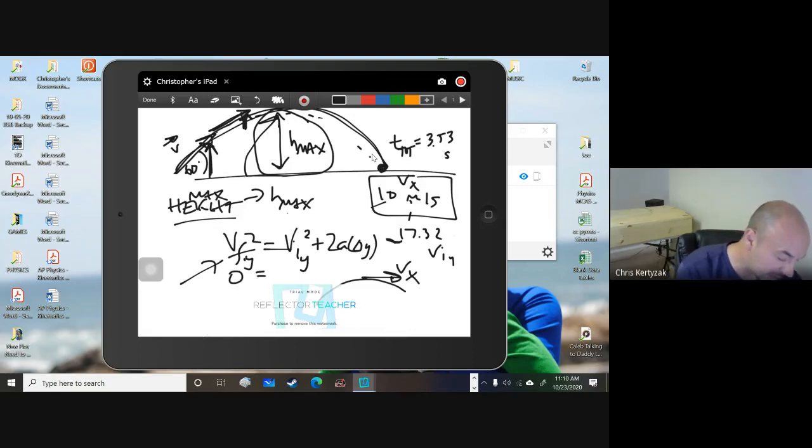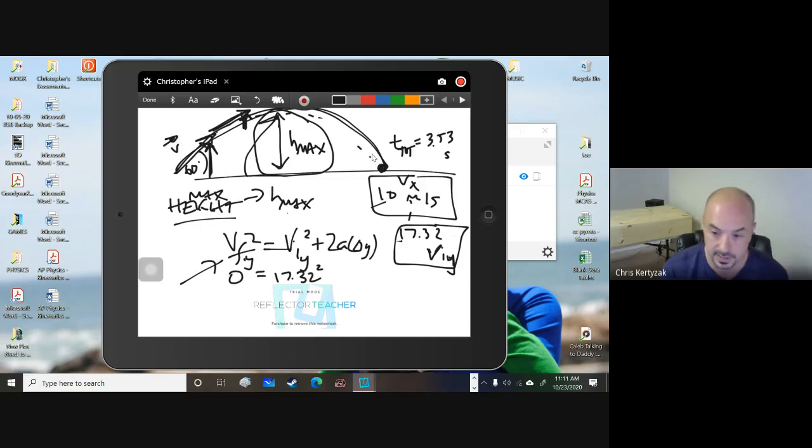What is the initial y component velocity? It's 17.32. I'm just going to use a number now. It was 17.32. That was the initial y component velocity. So I'd end up with 17.32. Don't forget the square. That's a common mistake for students, is to forget the square there. Plus 2. The acceleration due to gravity is negative 9.8.